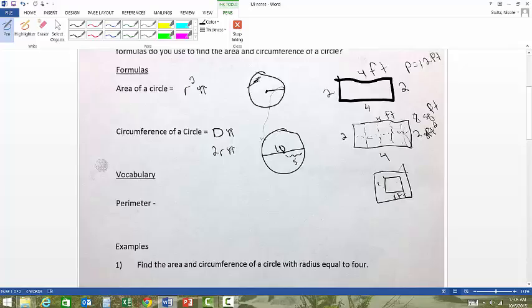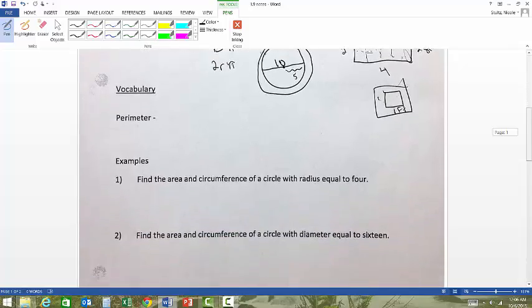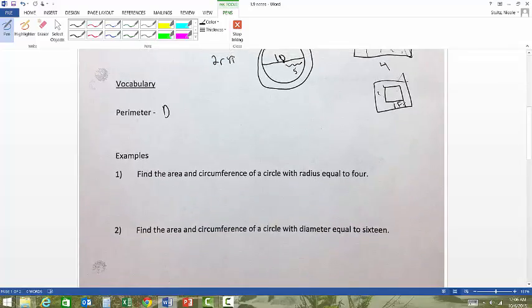Area means how much you have to fill in the circle. Circumference is just a fancy word for perimeter. So if you started here and walked in a full circle around this circle, and you counted how long you walked, that's the circumference, that's a perimeter. So we'll make a note that perimeter is distance around, and area is space within. Just to keep that separated.